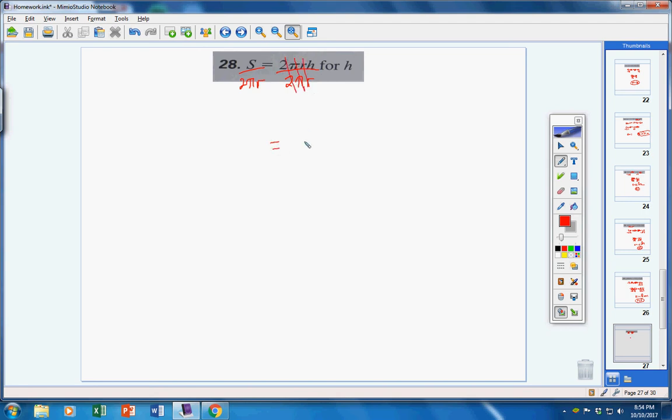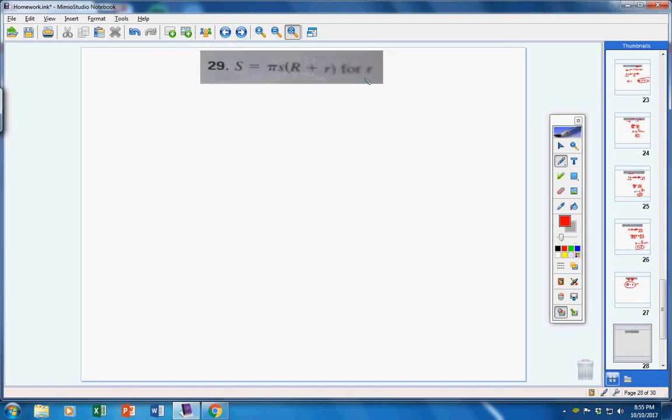Cancels, cancels, cancels, leaving you with h. Over here we have s over 2 pi r. And that's it. You're solving for h. You know you're finished because h is all by itself.